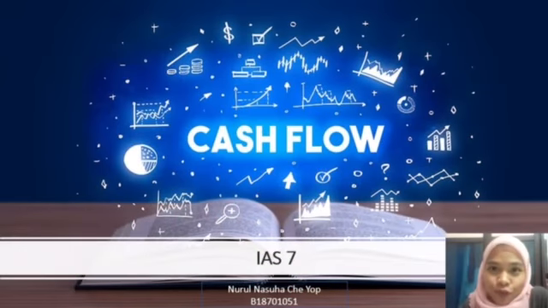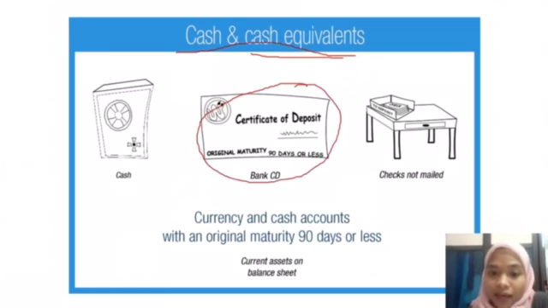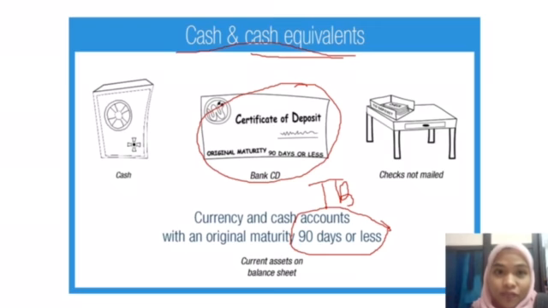Hi, I'm Nurul Nasuha. So now let's move on to IAS 7, which is the statement of cash flows. First thing first is cash and cash equivalents. Cash is resources immediately available to pay obligations, and cash equivalents are short-term, highly liquid investments that are readily convertible into cash with little or no risk of loss. For example, certificates of deposit and treasury bills. The maturity date must not be longer than 3 months or 90 days from the date of purchase.